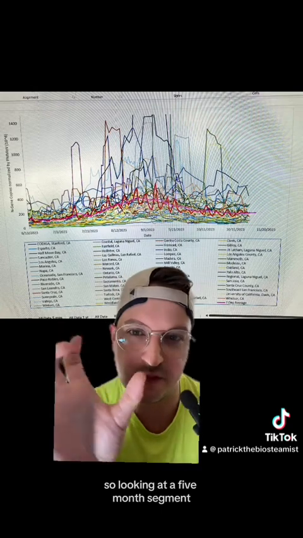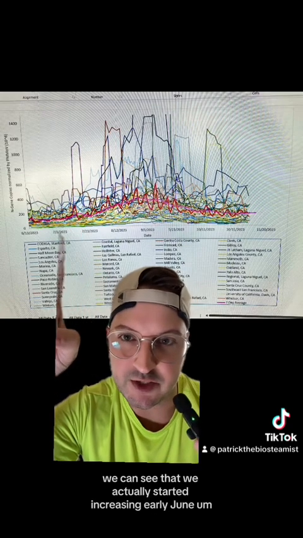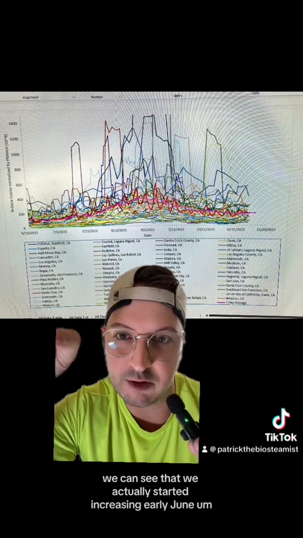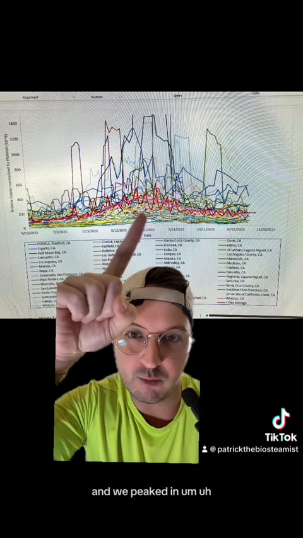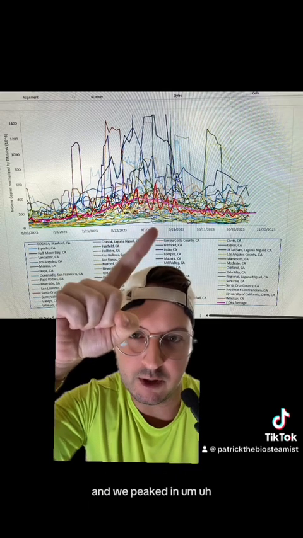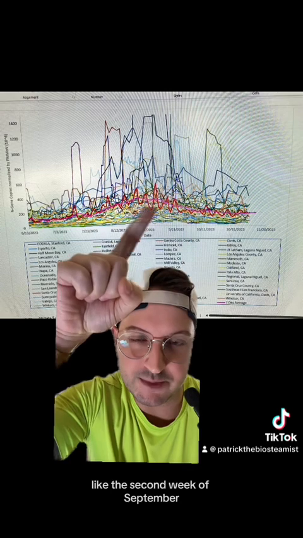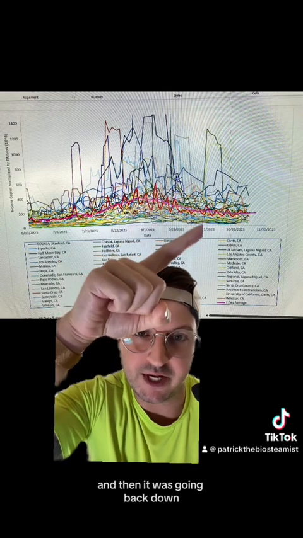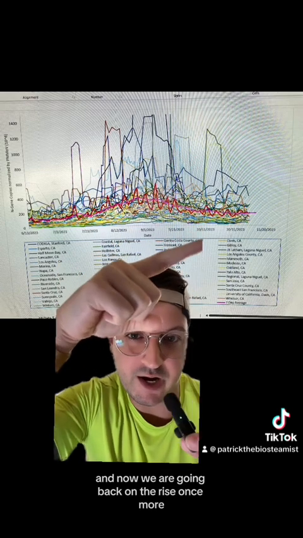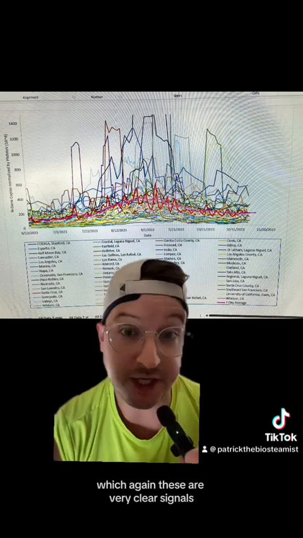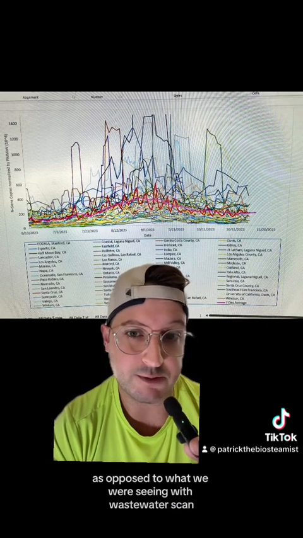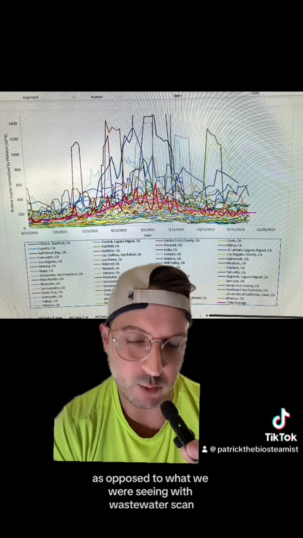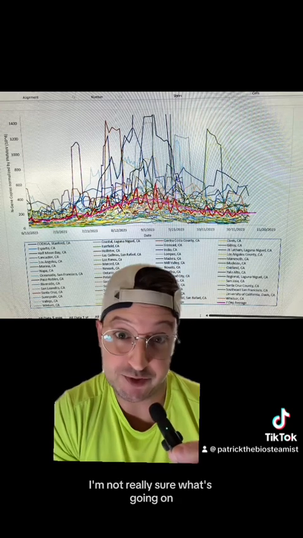So looking at a 5-month segment, we can see that we actually started increasing early June, and we peaked in like the second week of September, and then it was going back down, and now we are going back on the rise once more. Which again, these are very clear signals as opposed to what we were seeing with WastewaterSCAN, where I've been like, I'm not really sure what's going on.